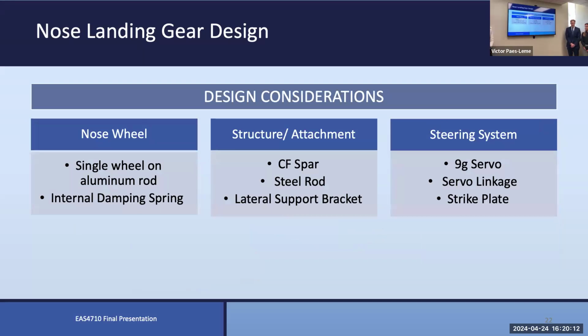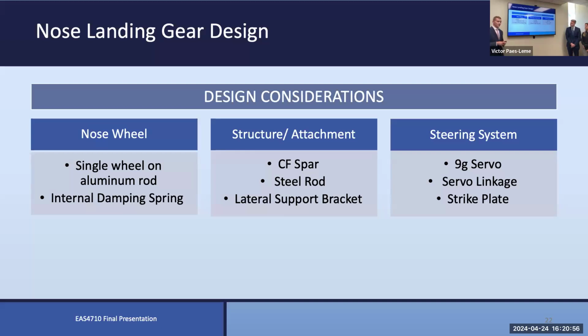So moving on to the nose landing gear, starting with the nose wheel, we purchased a single nose wheel along with an aluminum rod attached to it and an internal damping spring to dampen out some of the landing forces. And then we attached that to our fuselage using a hollow carbon fiber spar and then a steel rod glued into it with about 1.5 inches of steel exposed to set screw onto our landing gear. And then this was all laterally supported by a lateral support bracket with a small truss structure printed out of PLA into the fuselage section that our landing gear was attached to.